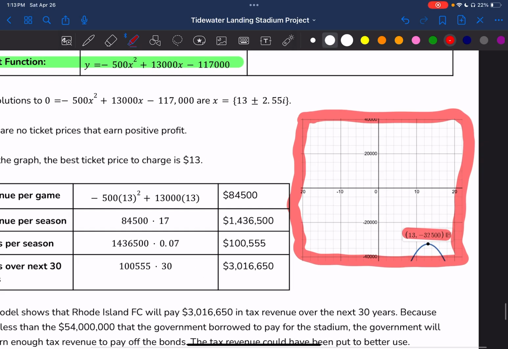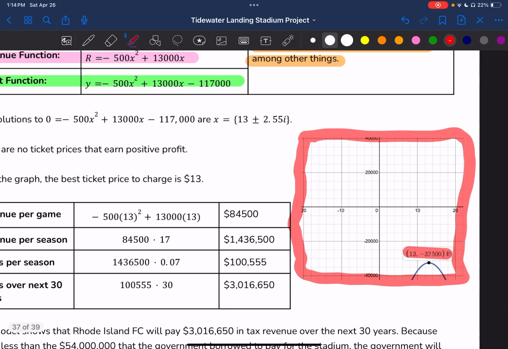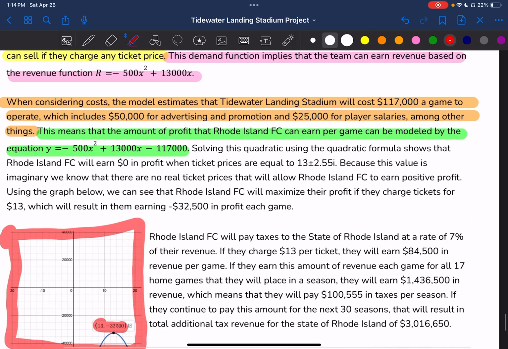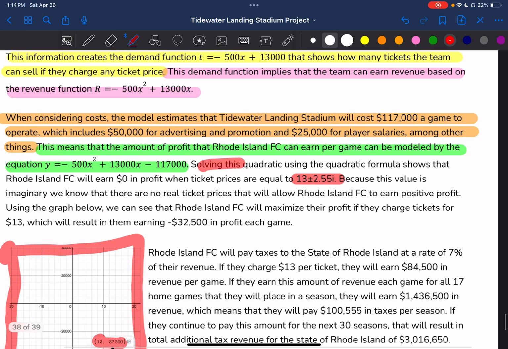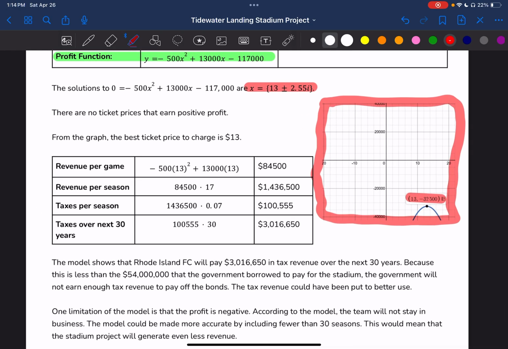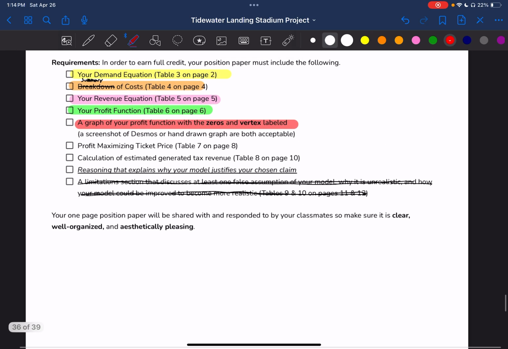I don't have the zeros labeled, and that's because my profit function doesn't have real zeros, right? This is one of the ones that we were talking about where the entire profit function is below the x-axis, which means that our solutions are imaginary numbers. And so rather than labeling them on the graph, I have them shown here, saying these are the solutions, these are our zeros, but we can't show them on the graph because they are imaginary. So if you have real solutions, you're going to want to label them on your graph, but because mine are imaginary, I'm just putting the graph and telling you what the imaginary zeros are.